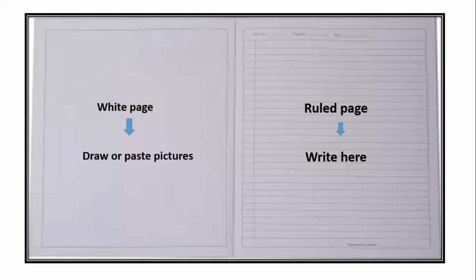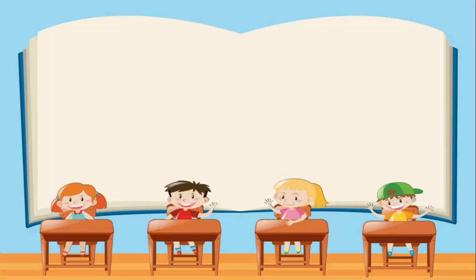Practical file means this type of copy where on the right side you will get ruled page. You have to write your projects on this side, and on the other side, that means on the left side, you will get white page where you have to draw or paste pictures.